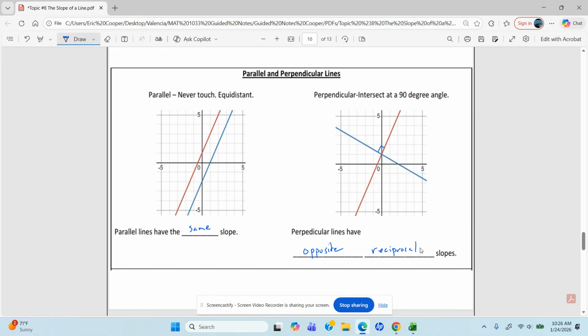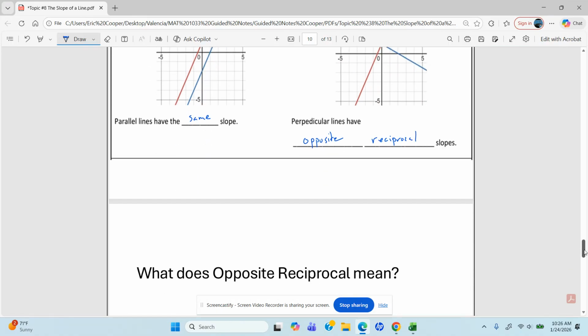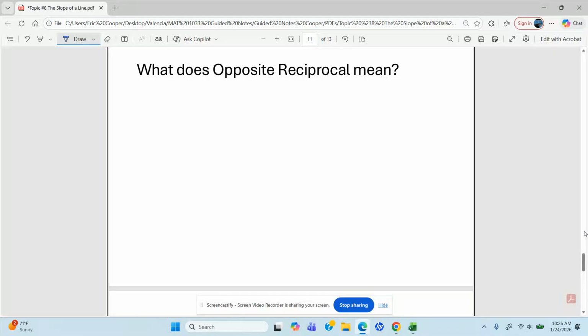What does it mean to be an opposite reciprocal slope? What does opposite reciprocal mean? So let's look at it two ways. The first is opposite. If you're positive, then the opposite of that is to be negative. And if you're negative, then the opposite of that is to be positive. So opposite just means we're going to flip the sign.